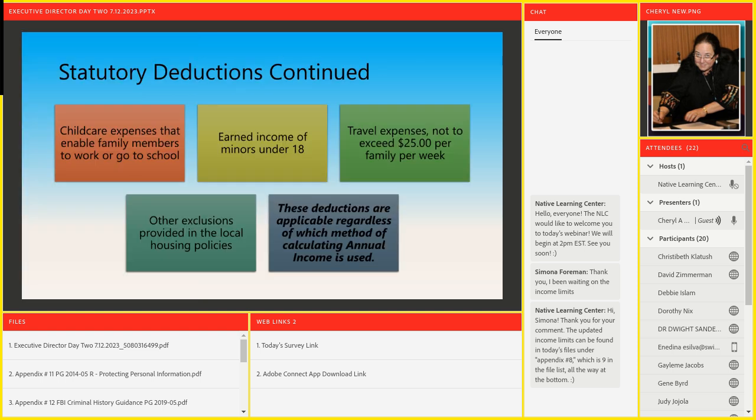So the statutory deductions: childcare expenses that enable a family member to work or to go to school. Okay, you need a policy for your childcare. We'll pay it until they're 13. Okay, this is a reimbursed allowance. Earned income of minors under the age of 18 don't count. Okay. Travel expenses, not to exceed $25 per family per week, not per person, per family. So $1,300 a year max, but you need a policy.